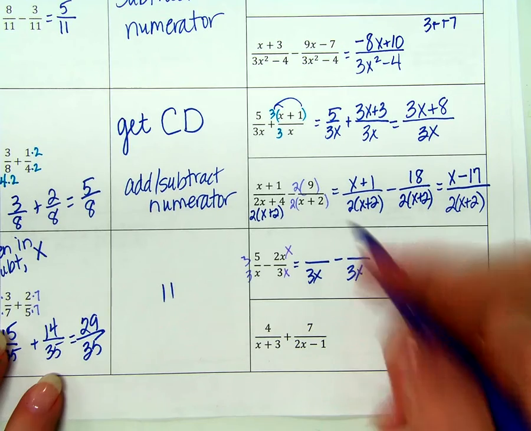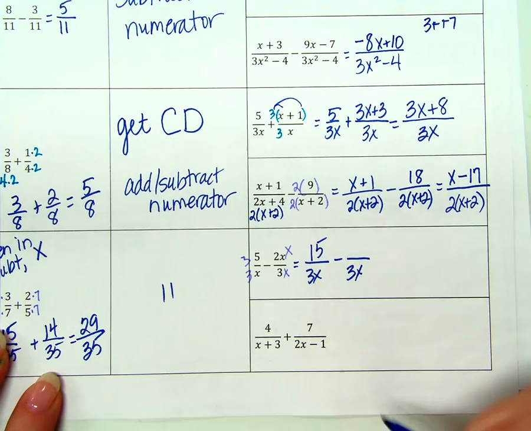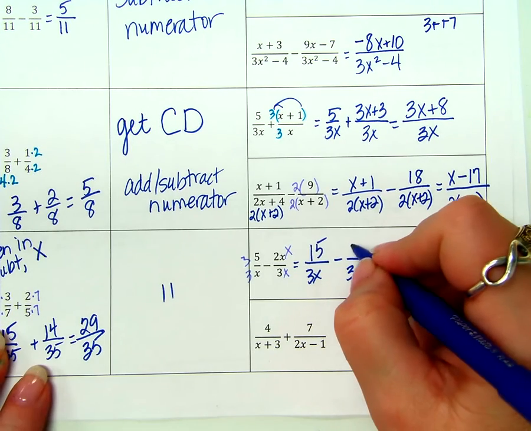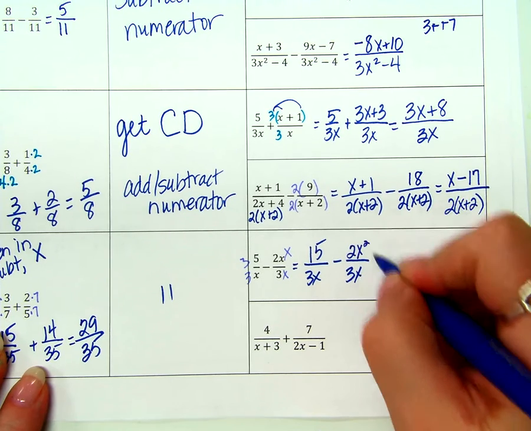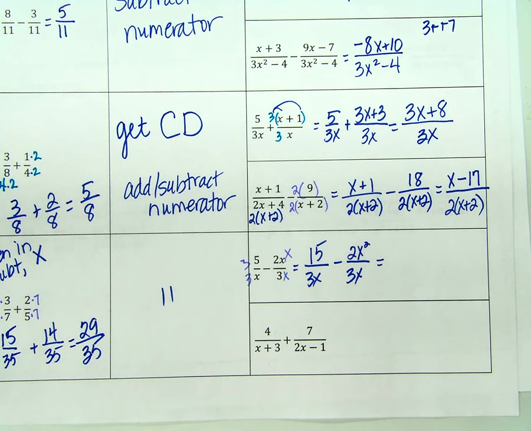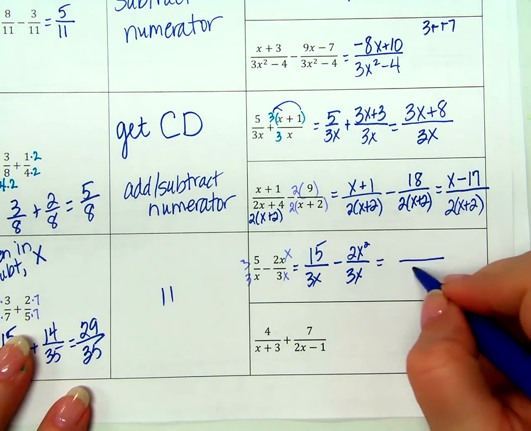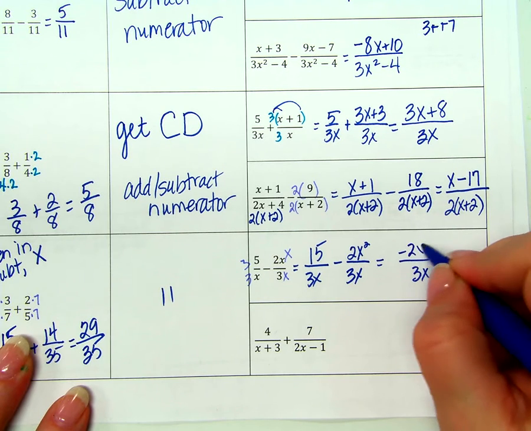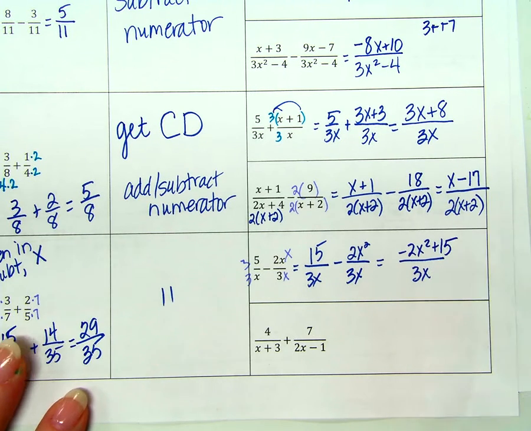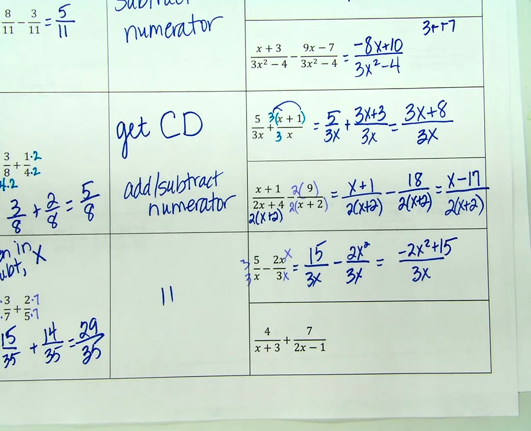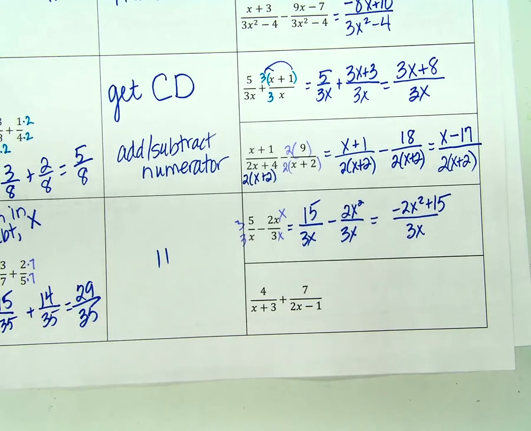Okay? So in the first fraction I end up with 15. The second fraction I end up with 2x squared. And when I subtract them, yes. And it won't matter what order. Typically we write the x's first and then the constants. It also is not something that would be counted wrong. Okay? What about the last one?